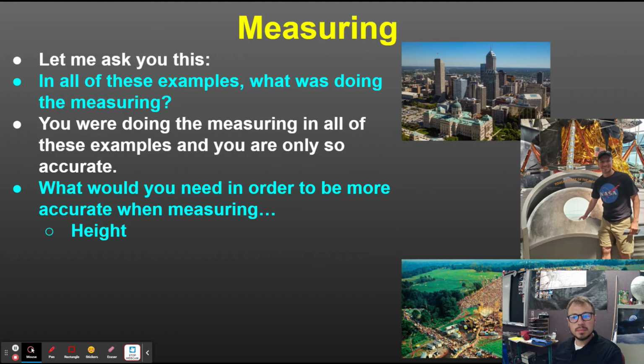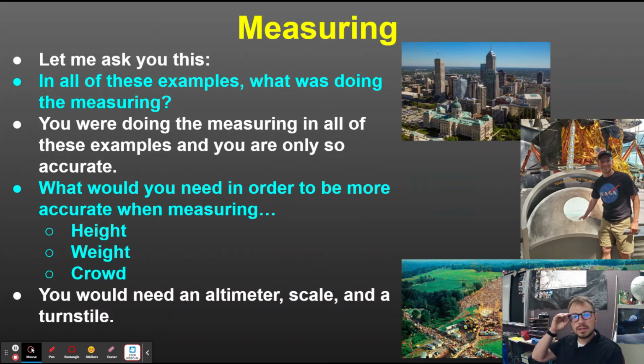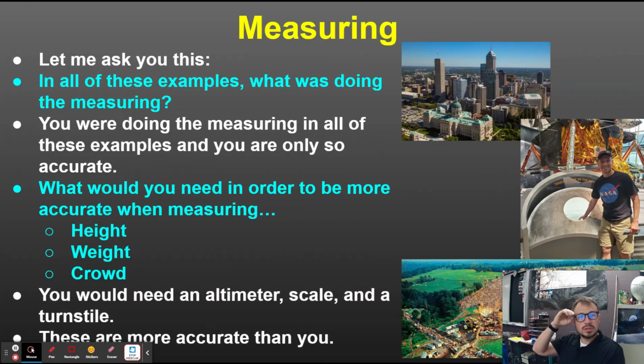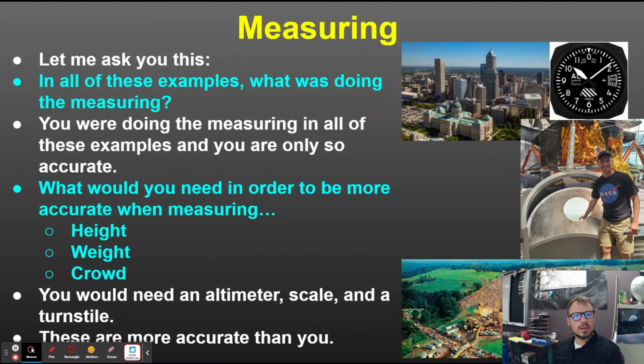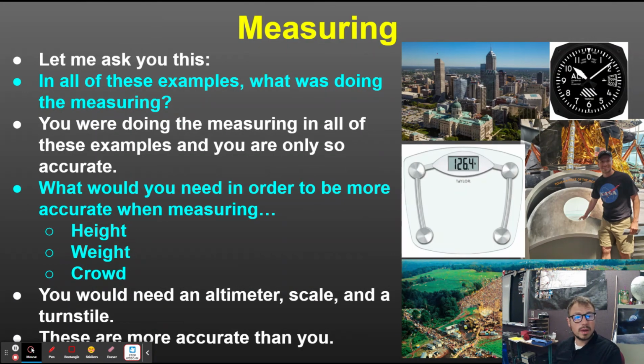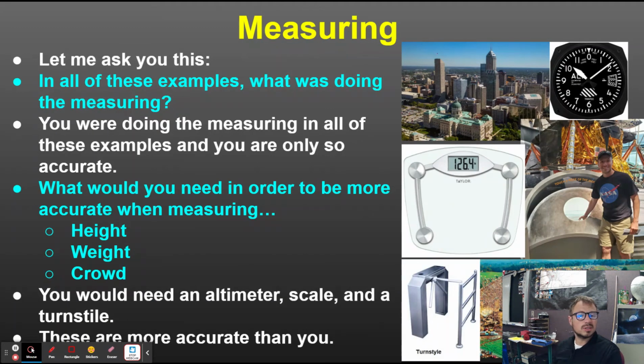Now, if you wanted to be more accurate, you probably need better instruments, or if you wanted a better resolution, you need more instruments. So if you wanted to measure the height, you'd probably look at the altimeter on that helicopter that took it. If you wanted to be more accurate with the weight, you'd probably want a scale. And if you wanted to be more accurate with the crowd, you'd probably want a turnstile.